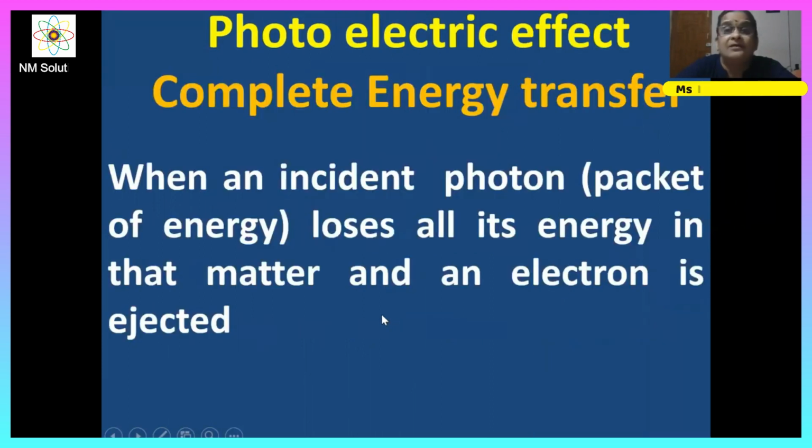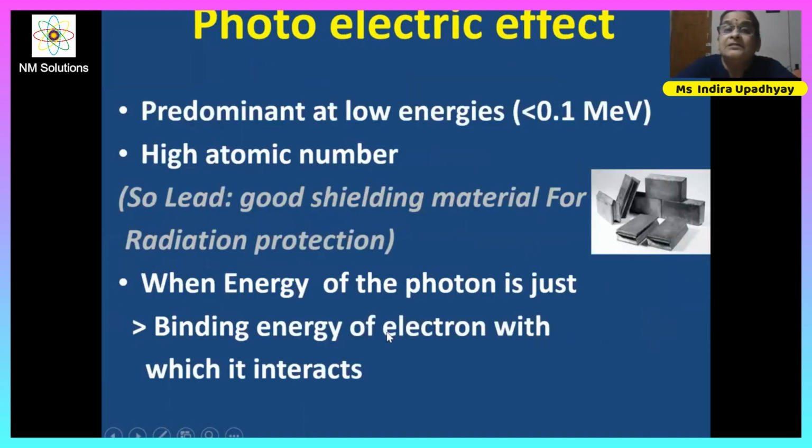Now, what is the photoelectric effect? It is a complete energy transfer when an incident photon packet of energy loses all its energy in that matter and an electron is ejected. It is predominant at low energies, less than 100 keV or 0.1 MeV, and is more in high atomic number matter or absorbers. So lead becomes a very good shielding material for radiation protection. These lead bricks you can see here are used to protect the radiation worker from the open sources, which are kept behind these lead bricks.